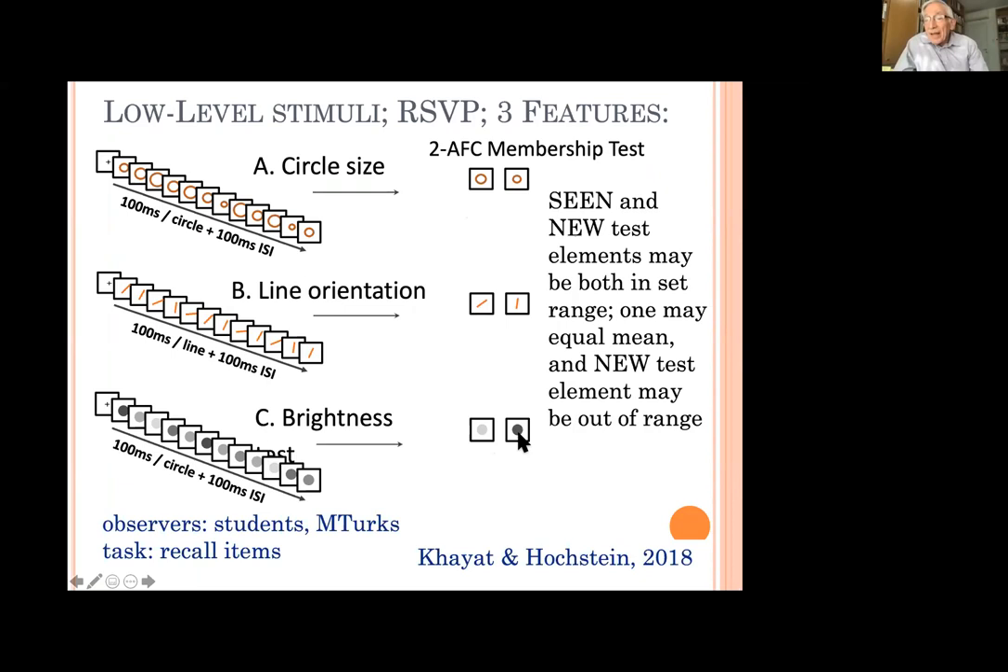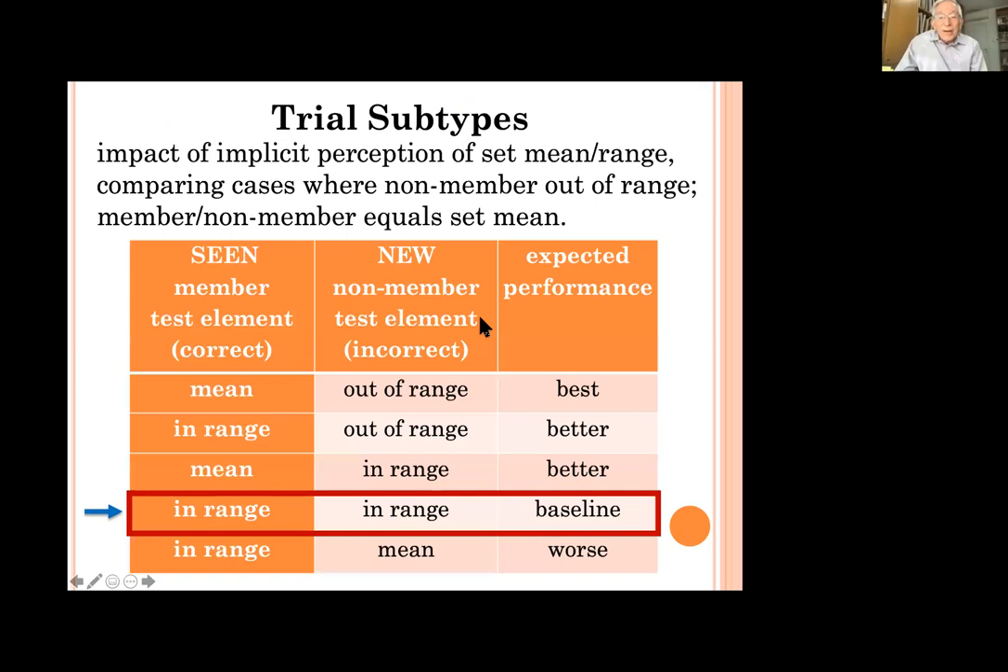Okay, so the only thing they were trying to do was to remember all the different sizes, orientations, or brightnesses. So the mean should have no effect here, unless it's done automatically, implicitly, and they're going to answer with a contraction to the mean. And that's what actually is going to happen.